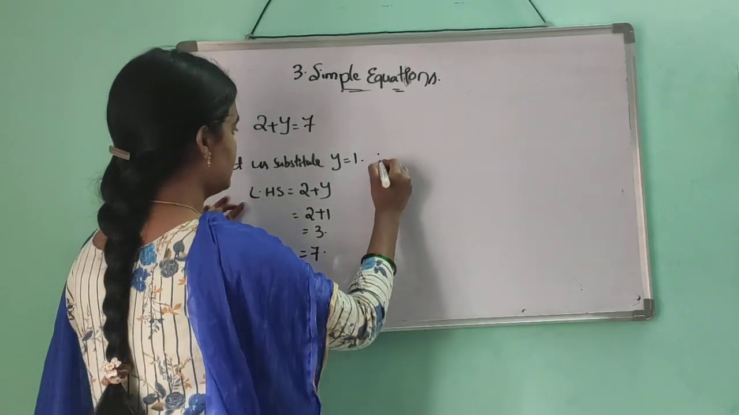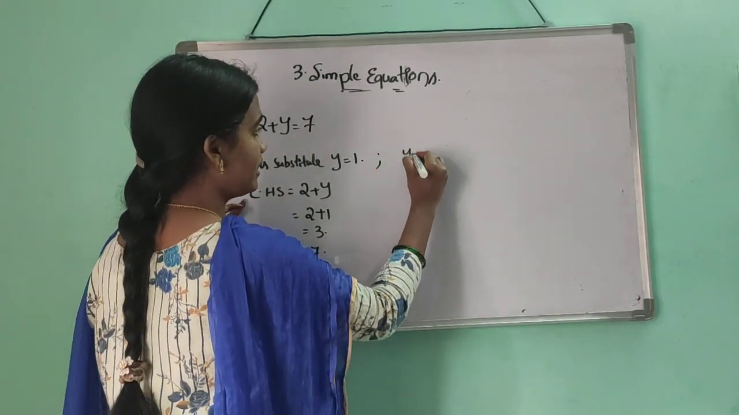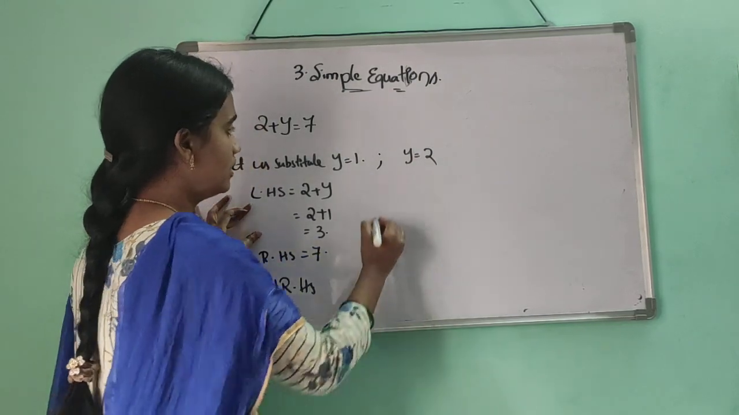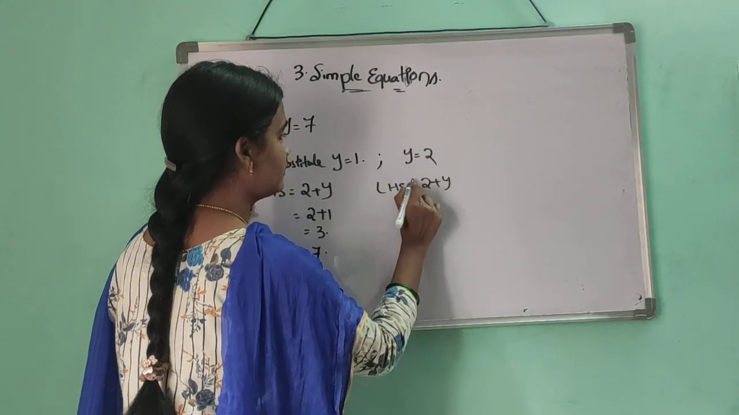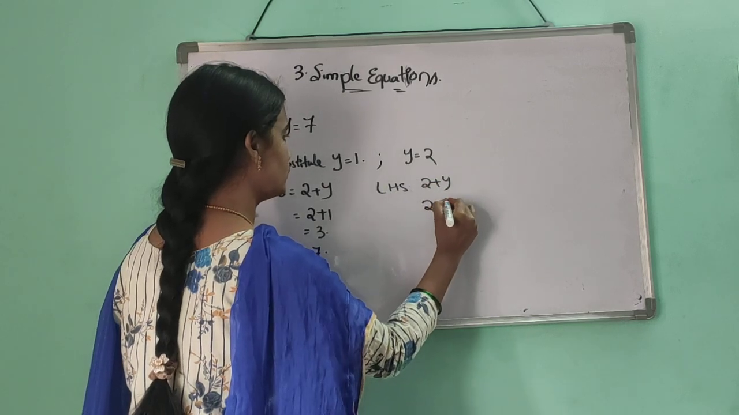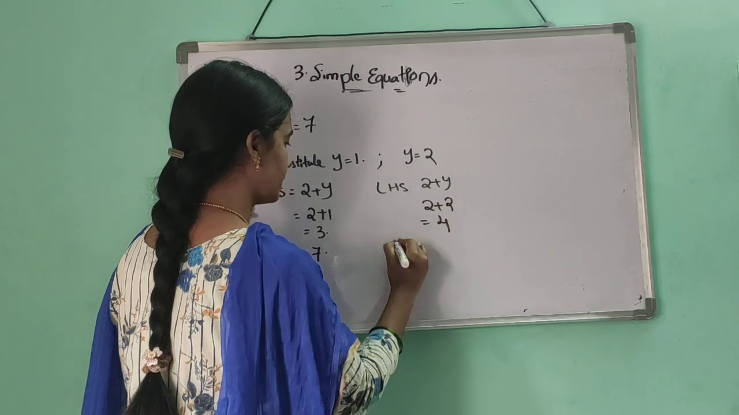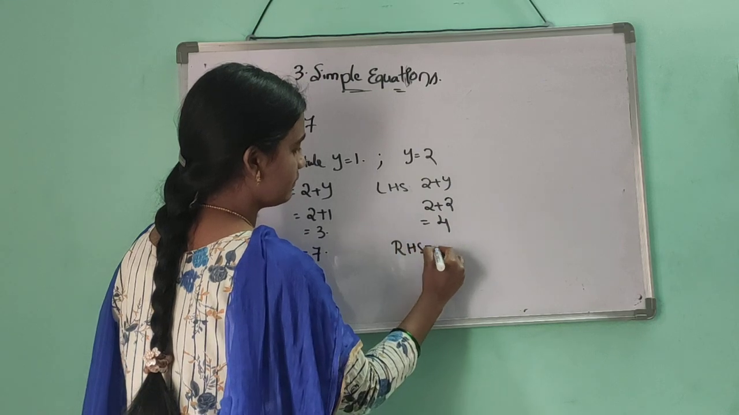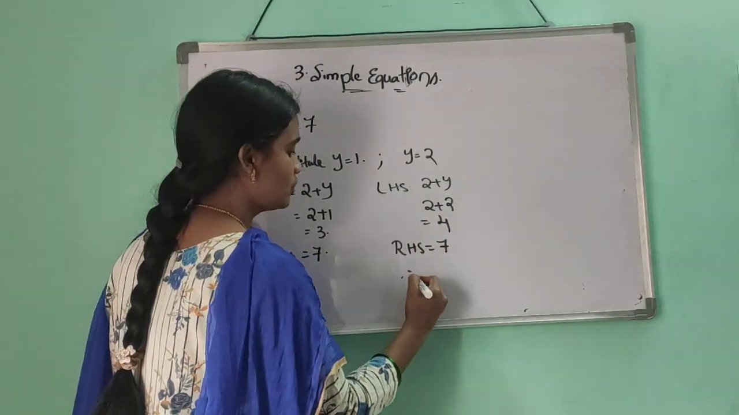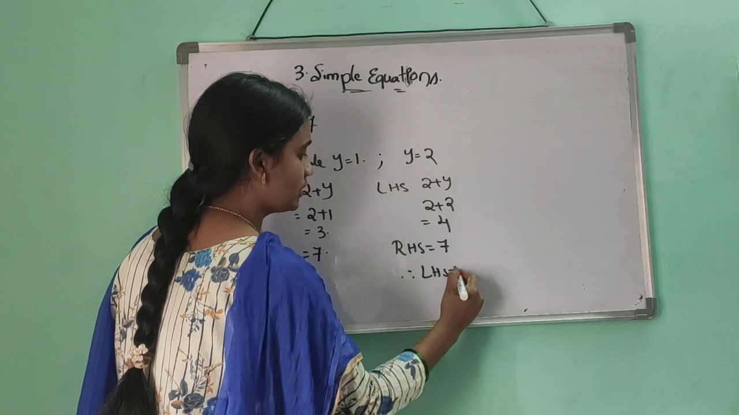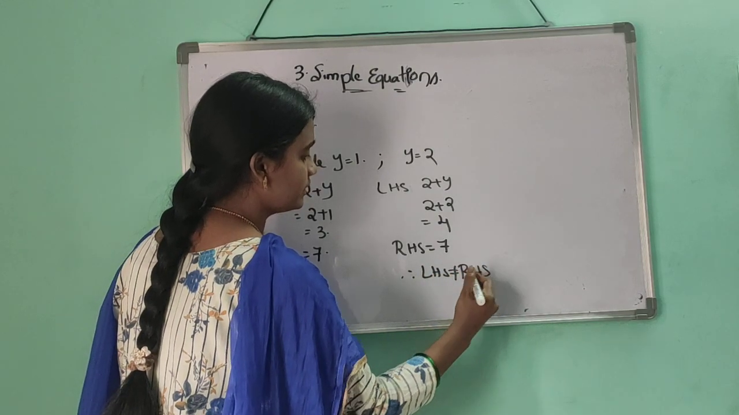Let's check by substituting y equal to 2. LHS equal to 2 plus y, 2 plus 2 equal to 4. RHS equal to 7. So LHS is 4 and RHS is 7. So here also LHS is not equal to RHS.